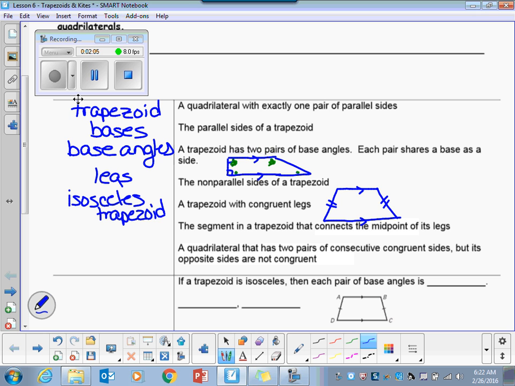A segment in a trapezoid that connects the midpoints of the legs is called a midsegment. You'll remember that back in the properties of triangles unit, we told you to be sure to call it midsegment of a triangle theorem because there will be a midsegment of a trapezoid theorem. But if I pick my midpoints here and connect them, that red segment is my midsegment.